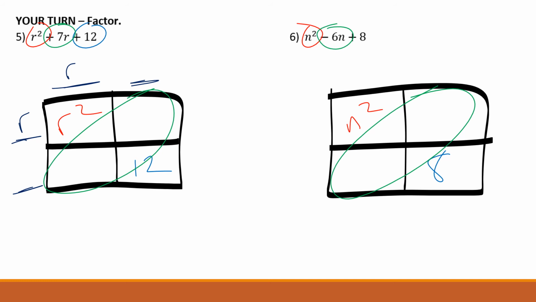So what I can do is continue on my list. I did 1 and 12, 2 and 6. So I end up with 6R and 2R. Those two things add up to 8R rather than 7, so close, but not quite. So then I have one more thing to check, 3 and 4, and I end up with 4R and 3R, and those two things do add up to 7R.